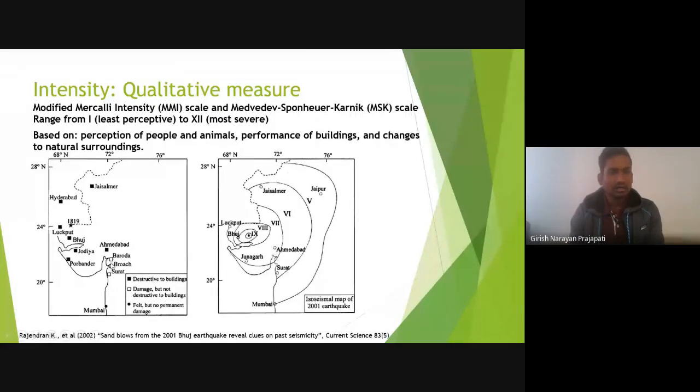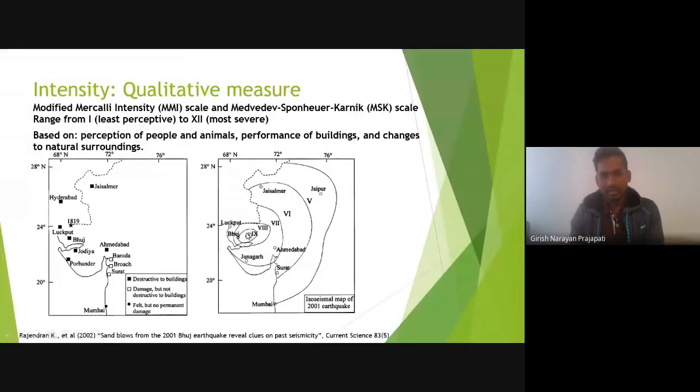All those places with the open square dot are damaged but not destructive to the building. There is some minor damage which is repairable. There is some damage in the buildings, but you can repair it or retrofit it. And if you move forward toward Mumbai, it was felt. You feel like you are sitting in the room, you felt the earthquake below your feet, but there was no permanent damage to the structure or anything.